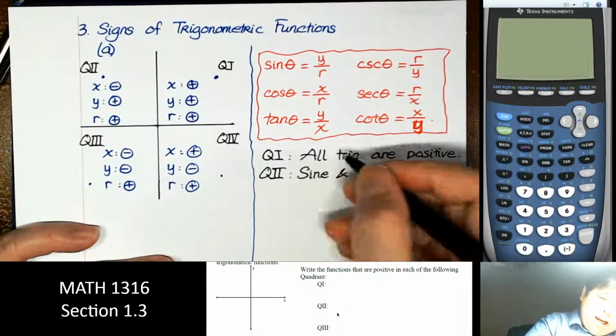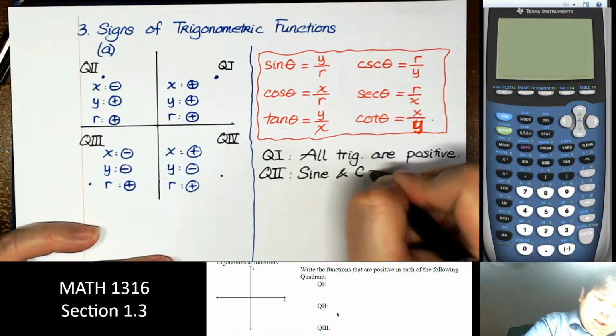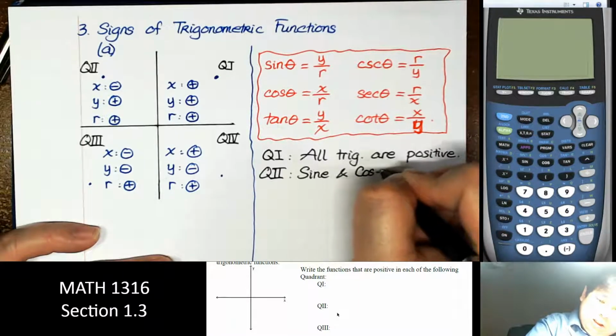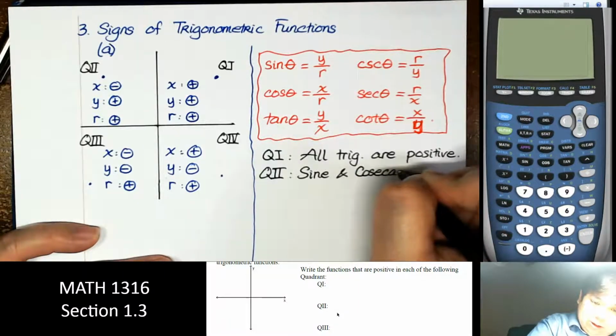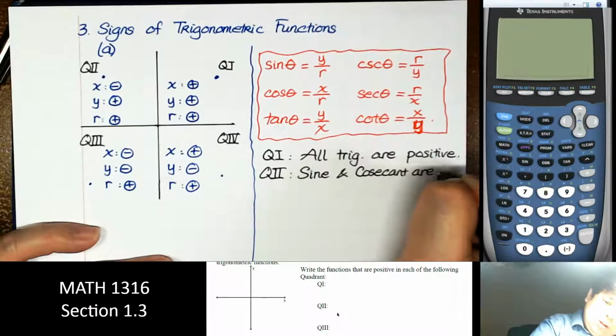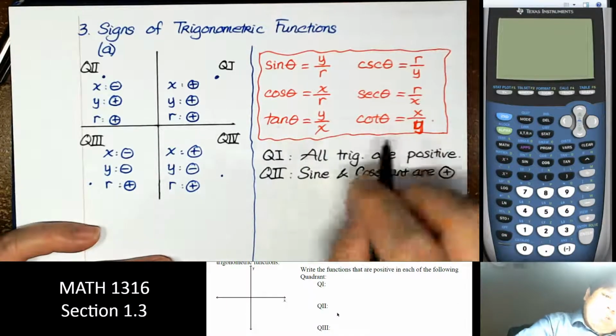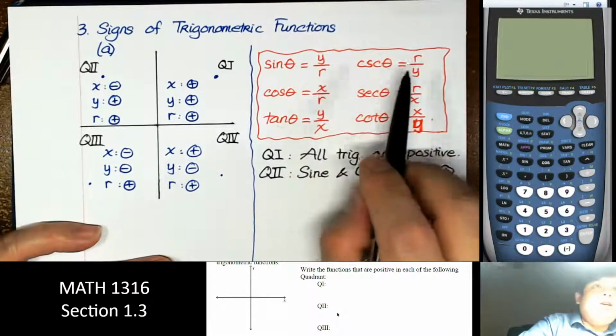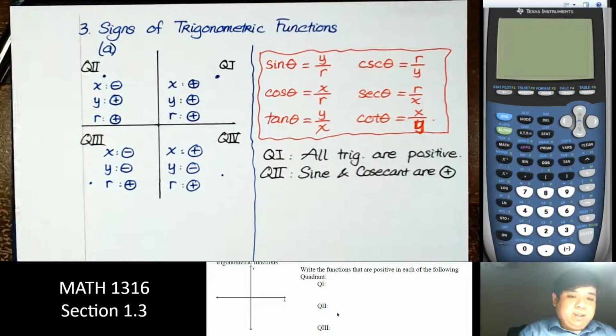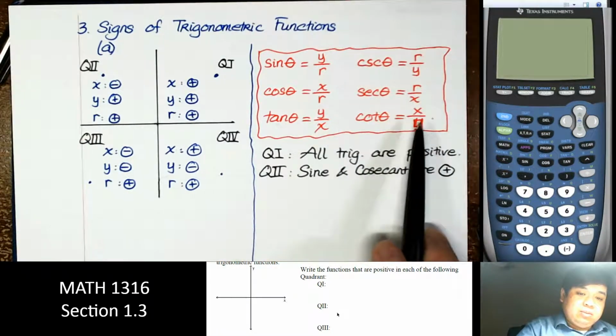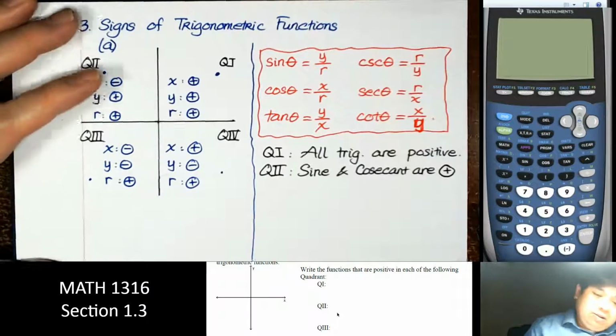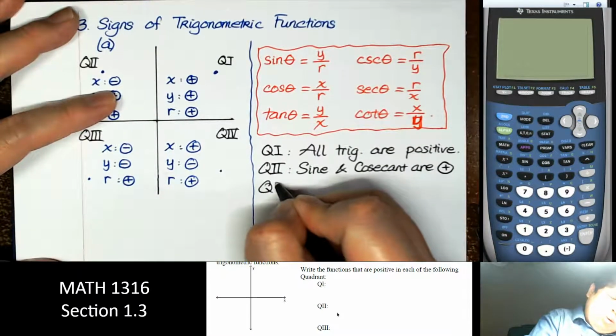So sine and cosecant are positive because they're y and r, they're both positive. When there's x in it, that will be negative. Right. Quadrant 3.